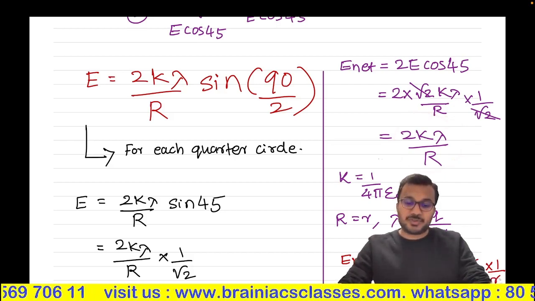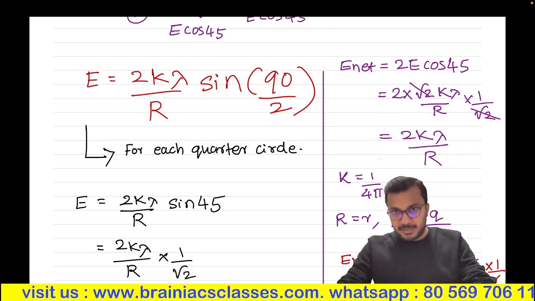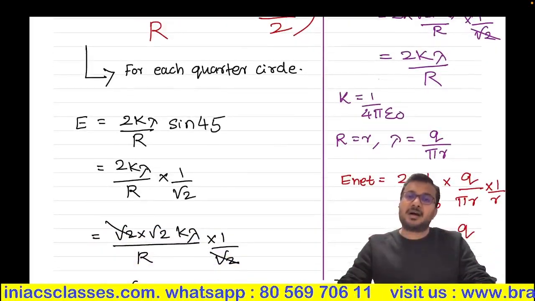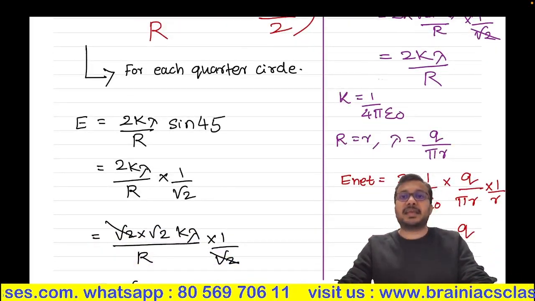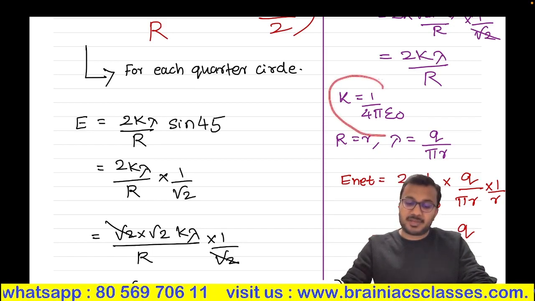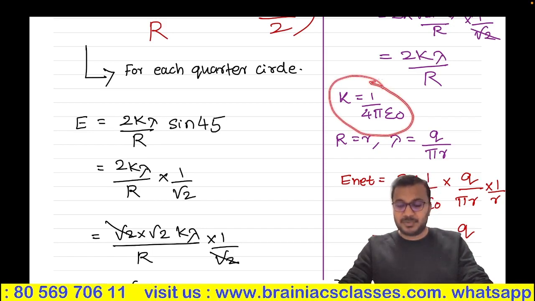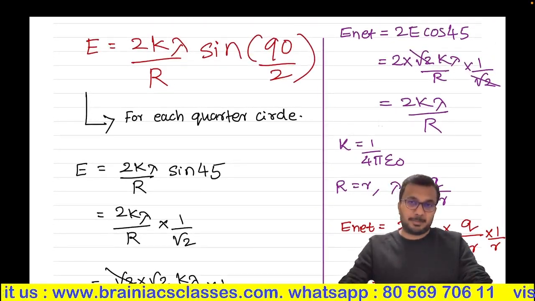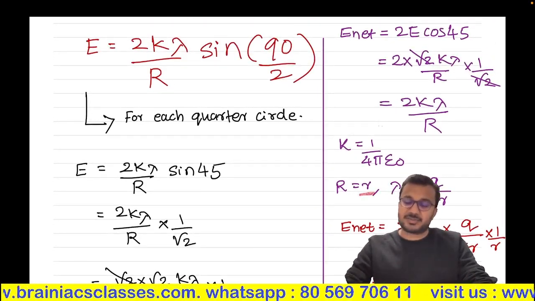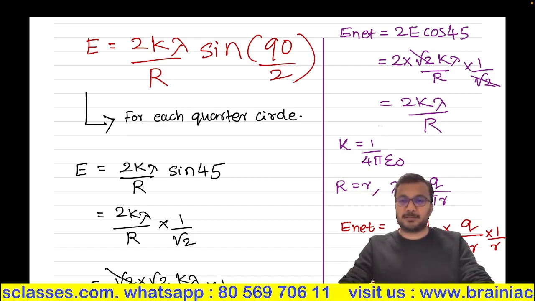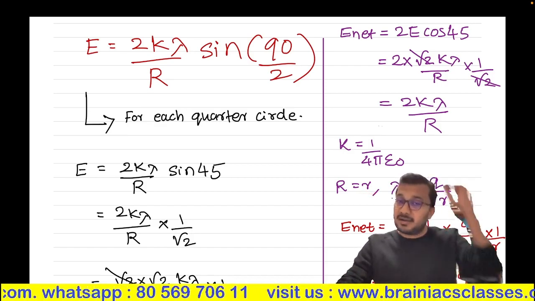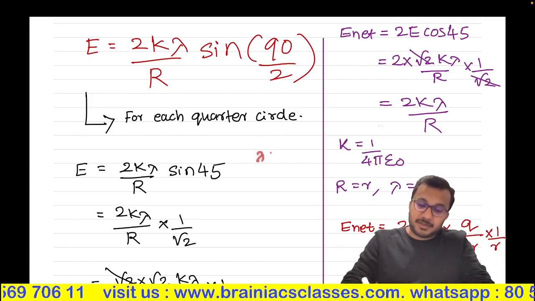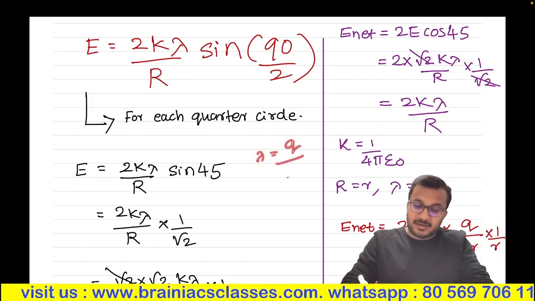But this option is not given like 2k lambda by r. The options are given in terms of epsilon 0. So we are changing the k. k means 1 by 4 pi epsilon 0, already you know. And capital R is the radius. The question gives capital R, the radius, and I use small r, so capital R equals small r. What is lambda? Lambda equals charge by length.